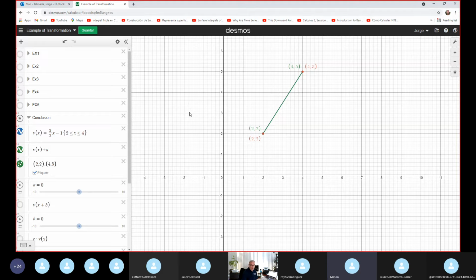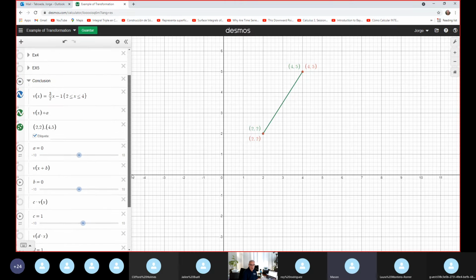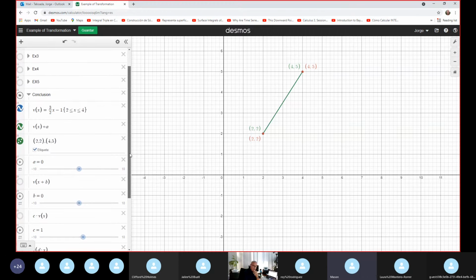So, suppose I want to perform a transformation. This segment is good to see any transformation because in another function it is not clear, but in the segment it is super clear. Let me show you. Suppose I change A. A is addition of one number. Addition or subtraction, depending on whether it is positive or negative. So this is the classical vertical shift.